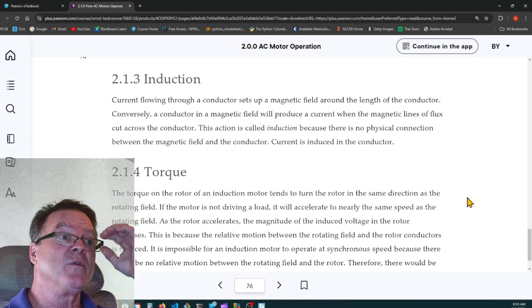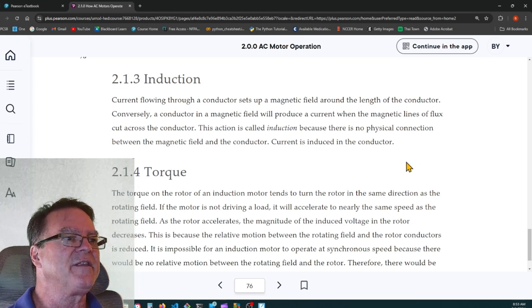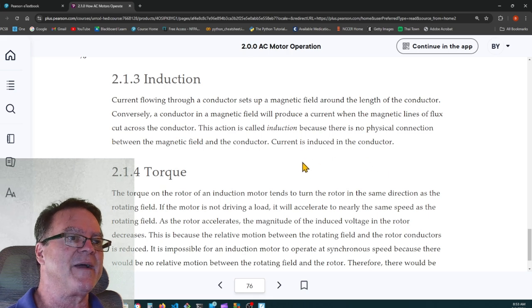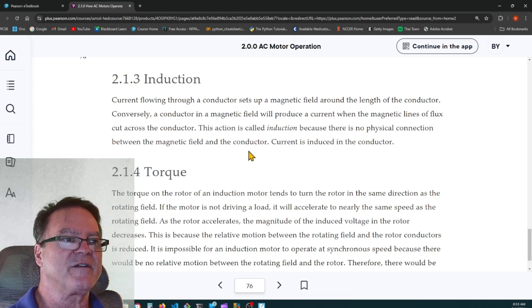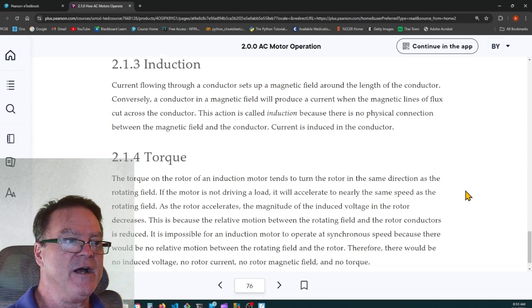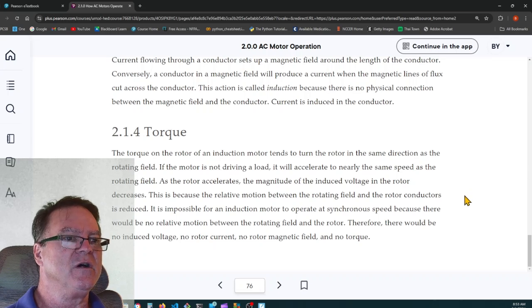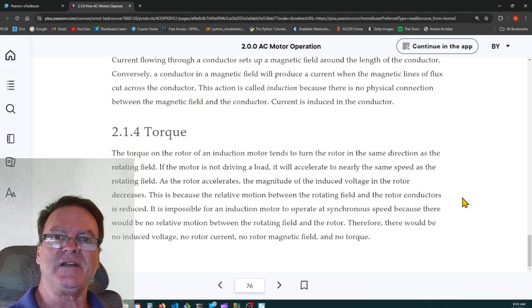Induction. Current flowing through a conductor sets up a magnetic field around the length of the conductor. Conversely, a conductor in a magnetic field will produce a current when the magnetic lines of flux cut across the conductor. This action is called induction because there's no physical connection between the magnetic field and the conductor. So a lot of the rotors in an AC three-phase motor are not connected to a power source. That secondary voltage and current is just induced in the rotor.